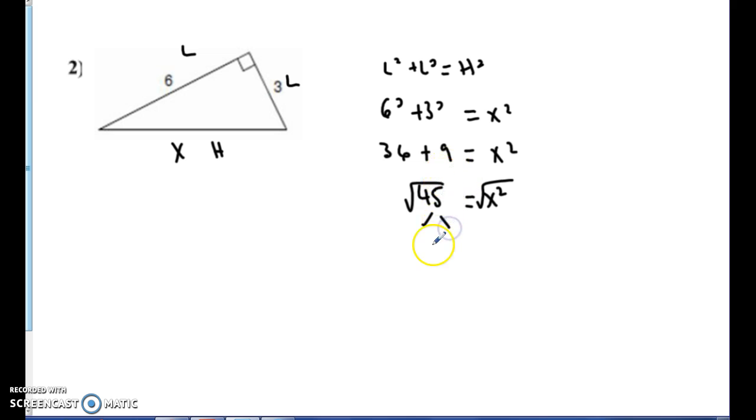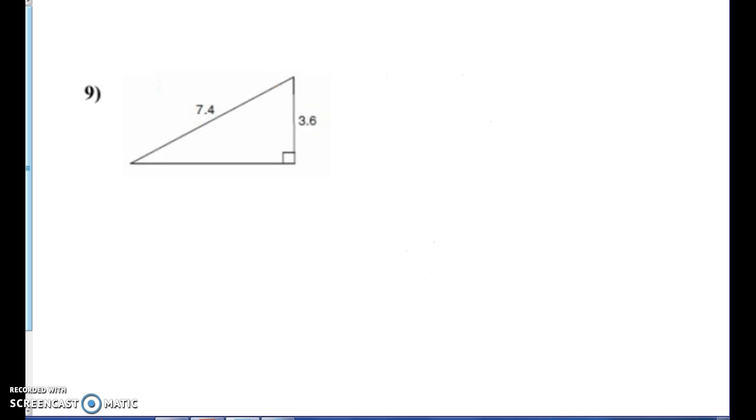Then we're just going to break down 45. That's 9 times 5. 3 times 3 times 5. So I have a pair of 3's. I could take one out, and I got 3 square root of 5 is what x is. You guys are going to try 3 through 8 in a second, but let's look at question number 9.